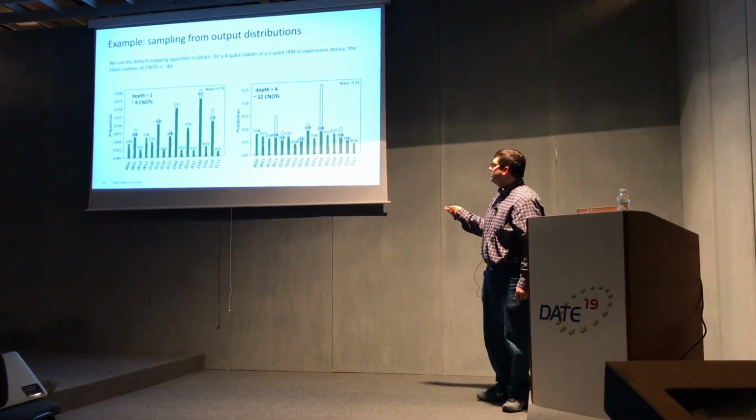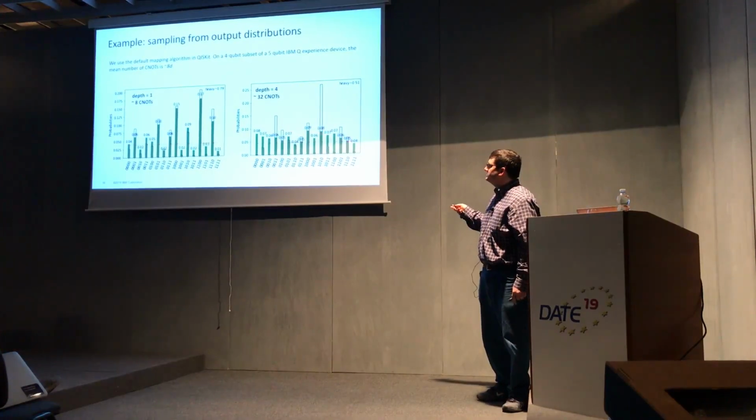Okay, but you can see that as you increase the depth, now this distribution starts to flatten out. Right, here's the ideal. It's got this big peak here, but the actual circuit has a nearly flat output distribution.